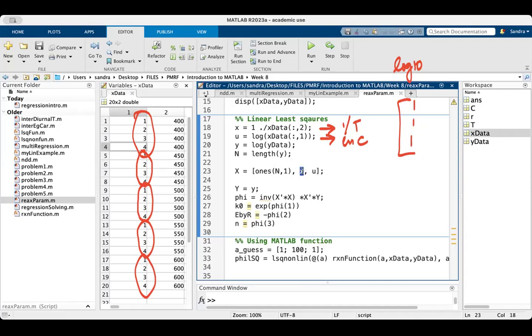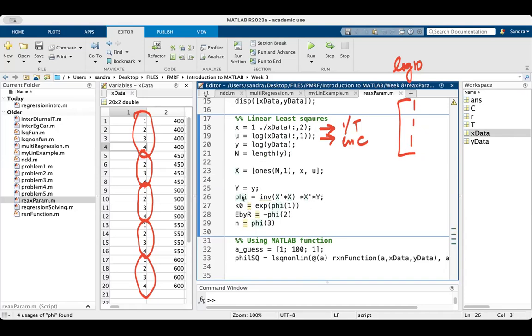Then comes my x data, which here is 1 by t, and my u data, which is L and C. I have my x matrix here, and my y is straight away the y data itself. Now, how do I calculate phi? Inverse of x transpose x, the whole inverse, multiplied by x transpose y.